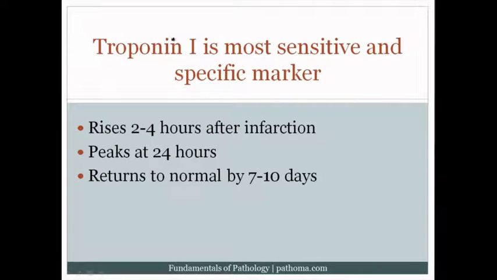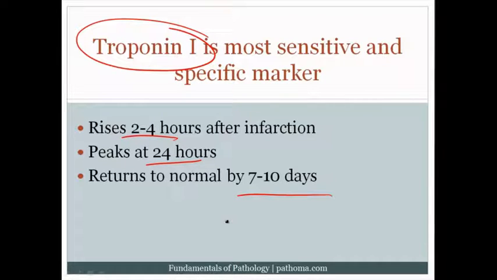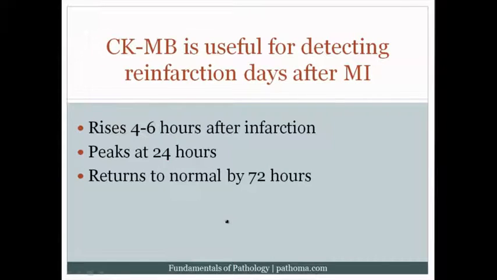The most sensitive and specific marker is troponin I. This rises 2 to 4 hours after infarction, peaks at 24 hours, and stays high for 7 to 10 days. And so this really is the best marker. Another useful marker can be CKMB. Now this is useful because it rises quickly, however it also goes down relatively quickly.